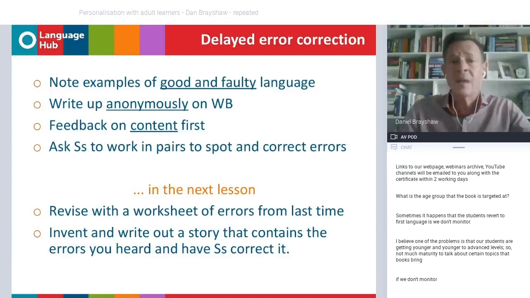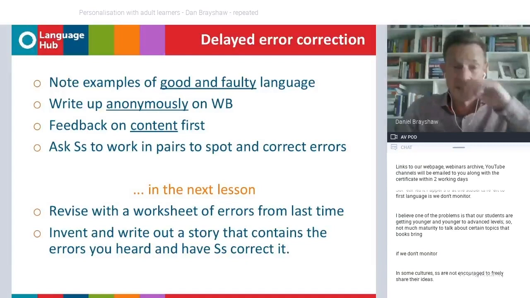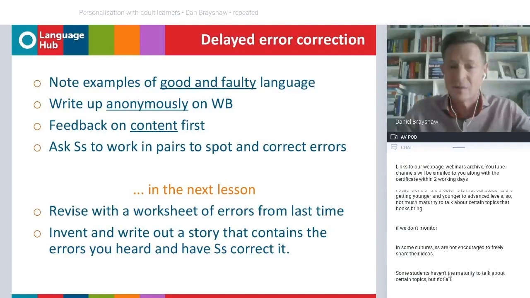That's delayed error correction. And we can even reinforce that by starting the next lesson with some sort of revision worksheet, picking up again on the errors that we heard in the previous lesson. To do that, the best way, I think, is to take a photograph of the board with your mobile phone, and then you can look later and remind yourself of the language that went up there. And if you've got time, you could even invent a text, a story or a paragraph that contains some of those errors and ask the students at the beginning of the next lesson to correct it again. So that's a technique known as delayed error correction, and it's very useful for providing feedback on language, which in turn helps students to see the value of these fluency activities that we use at the end of lessons.